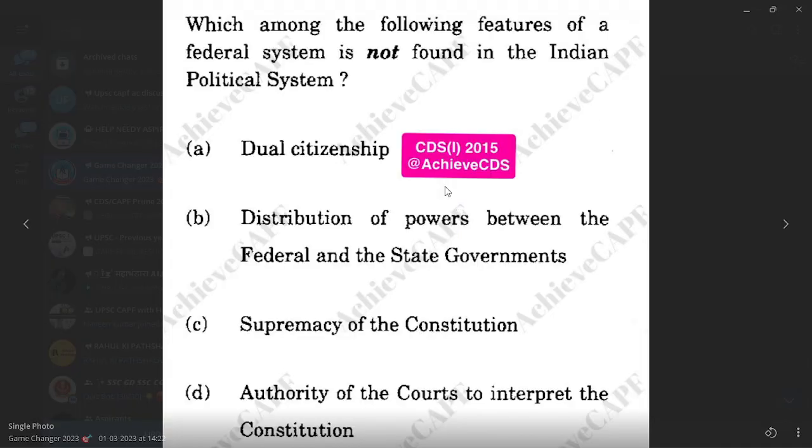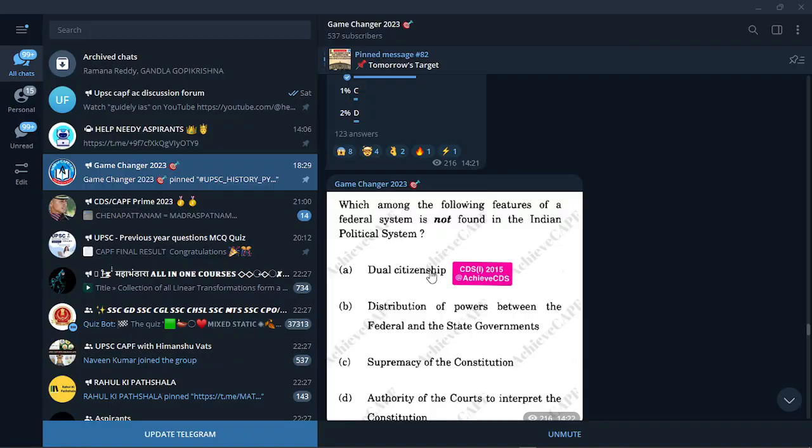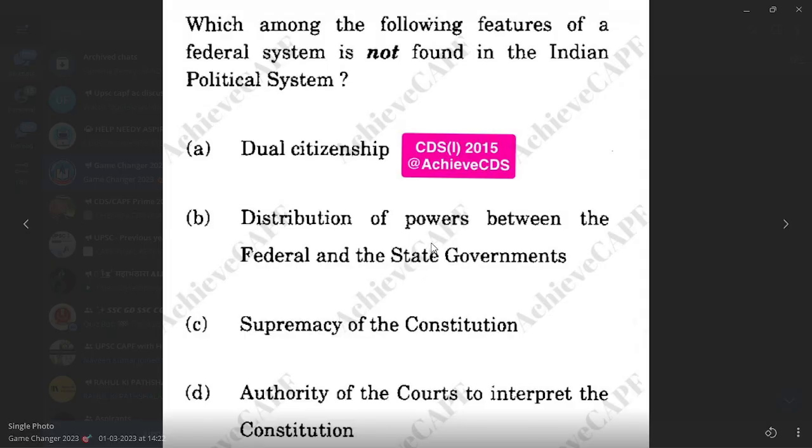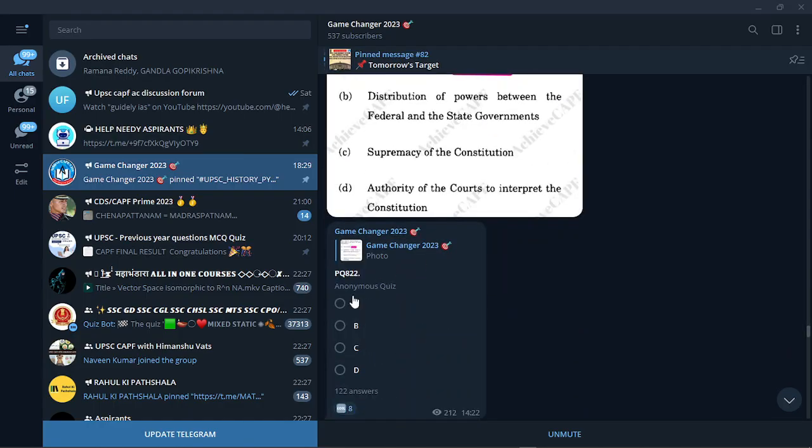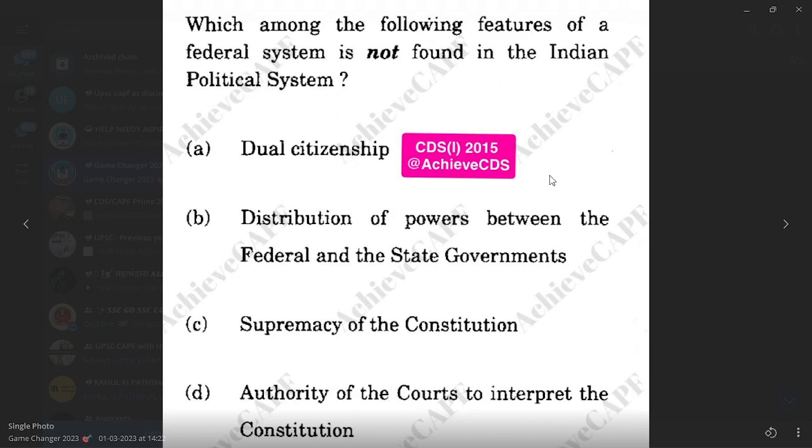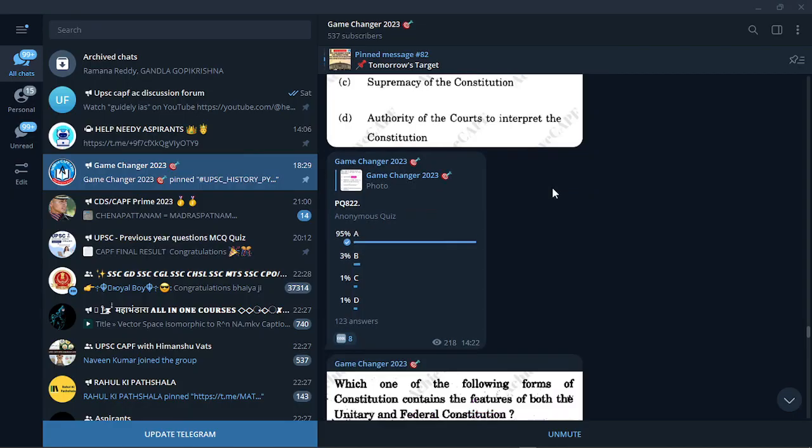Next question. Which among the following is not a feature of federalism found in the Indian political system? Dual citizenship is not found. Distribution of powers between the federal government and states, supremacy of the constitution, authority of the courts to interpret the constitution.